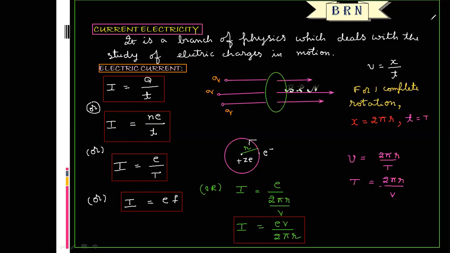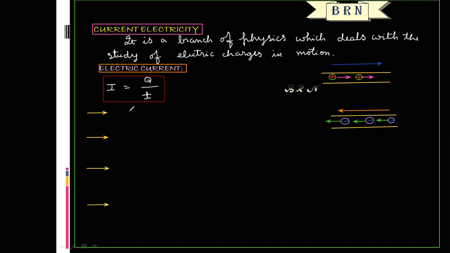Okay, so what is the unit of electric current? That is very important. What is the SI unit of electric current? Ampere. The symbolic representation is capital A. So the SI unit of electric current is ampere. Symbolic representation: capital A.